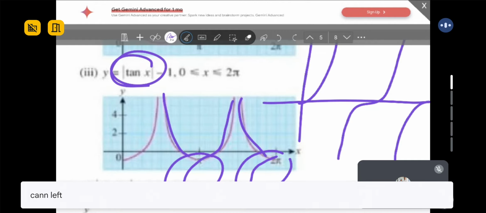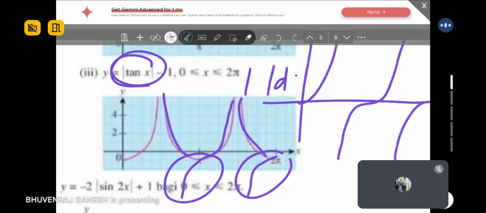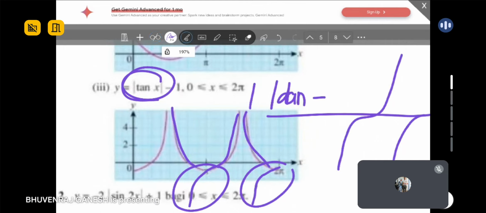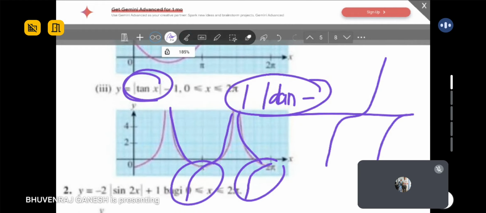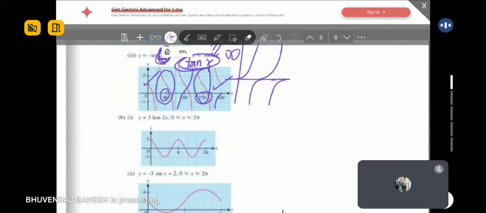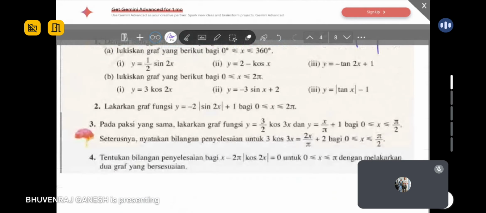Dua simbol ni, modulus dan negatif. Okay, make sure you remember these two symbol. Alright, are you clear guys? Boleh faham? So kalau pantulan dalam trigo ni, kamu rujuk dua simbol ni saja. Modulus and negative only can cause reflection in your trigo graph. Tak ada simbol lain. Okay? Alright. So now, soalan 2, number 2.